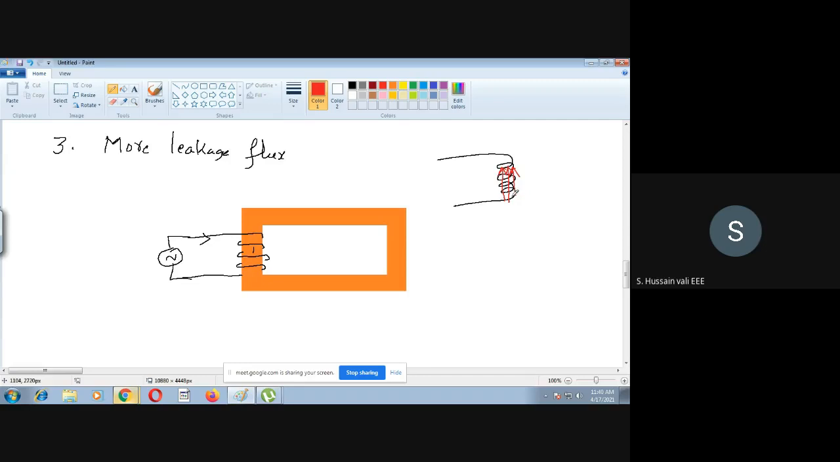Now, everyone knows that flux lines are always closed lines. They are not open lines. So when they are closed lines, how do they close? Let me take, they close like this. So this is the second flux line, and it will close like this. The third flux line may close like this.